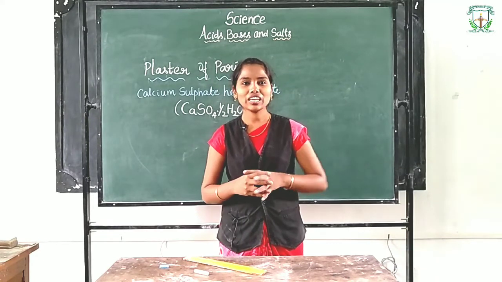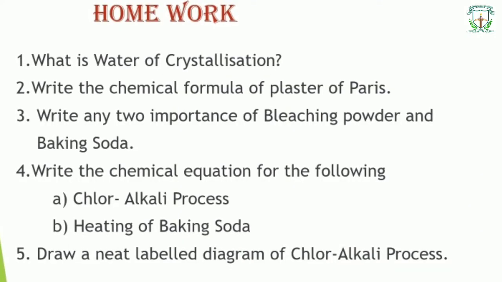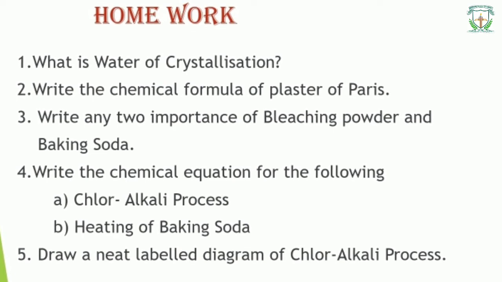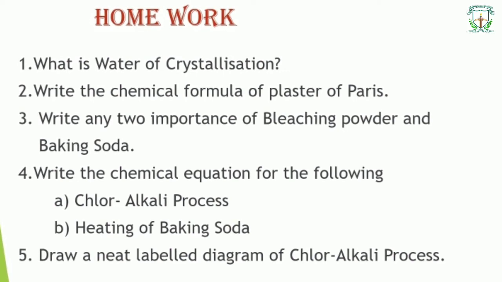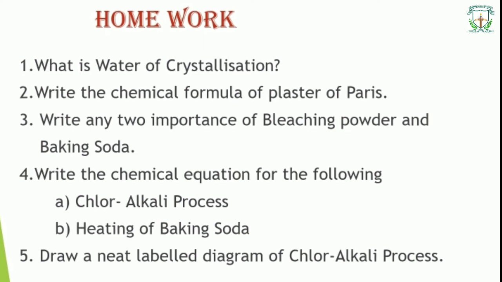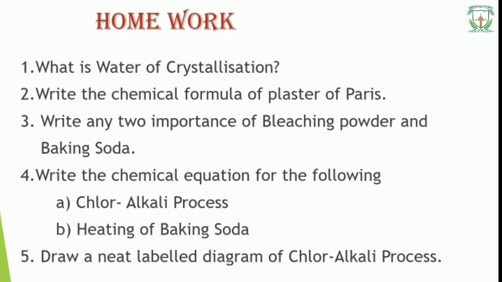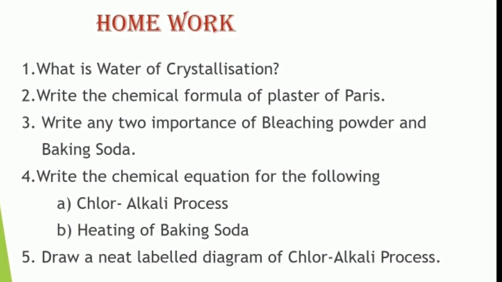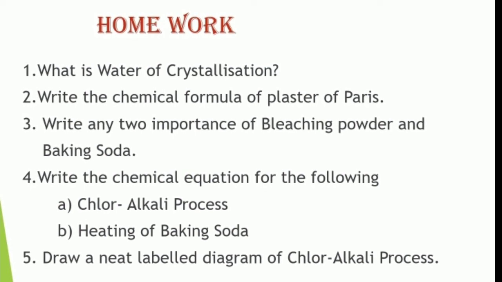Children, we came to the end of this section. Now take down the homework. First question: what is water of crystallization? Second: write the chemical formula of plaster of Paris. Third: write any two importance of bleaching powder and baking soda. Fourth: write the chemical equation for the following. First, the chloralkali process. Second, heating of baking soda. Fifth question: draw a neat labelled diagram of the chloralkali process.